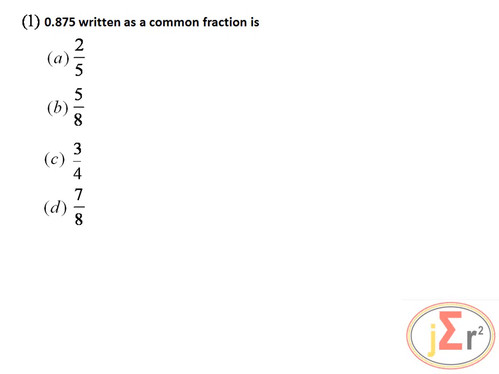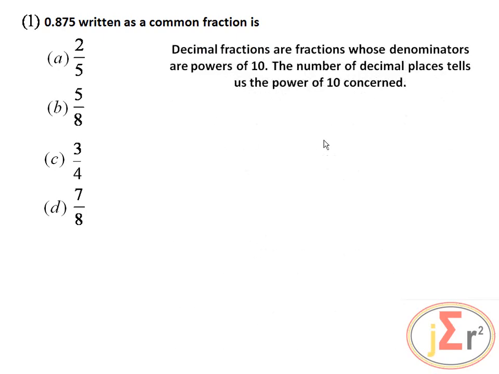Our problem is, write this decimal fraction 0.875 as a vulgar fraction. Decimal fractions are fractions whose denominators are powers of 10. The number of decimal places tells us the power of 10 concerned. The number of decimal places that we have in this particular case is 3.